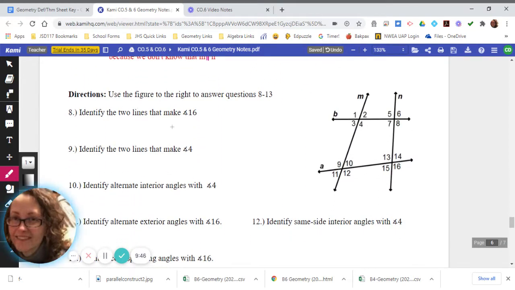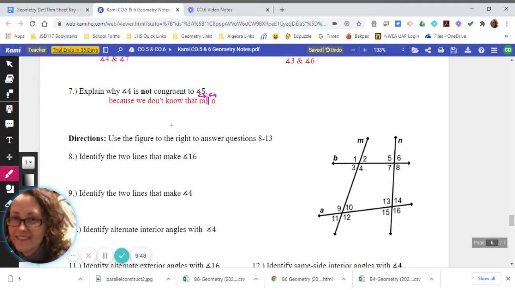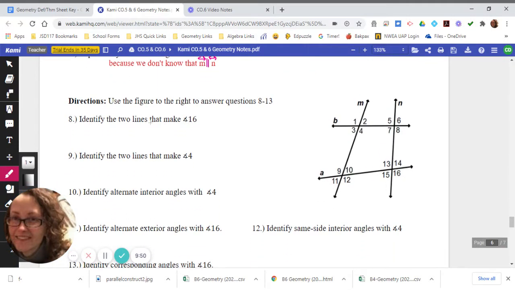So identify the two lines that make angle 16. So angle 16 is right here. The two lines that make it up are going to be here and here. So I have line N and line A. So line A and line N.